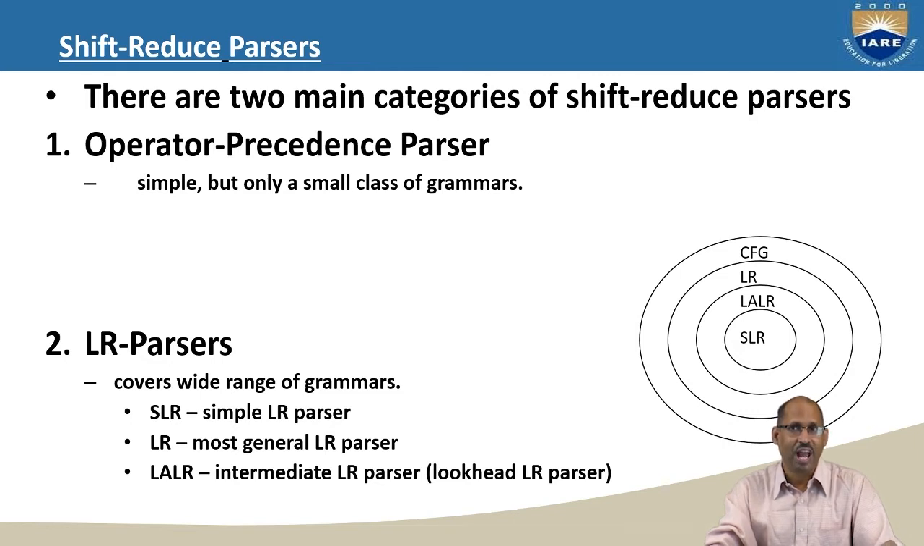In the last class, we discussed the shift reduce parsing method and some drawbacks in it. To overcome those drawbacks, we will use an operator precedence parser or LR parsers. The operator precedence parser is simple but applicable only to a small class of grammars, whereas LR parsers can be applied to many more grammars.